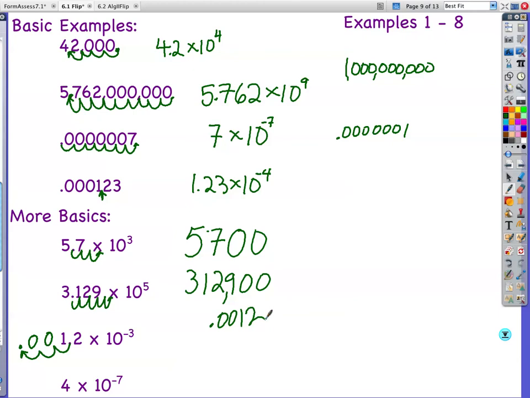And this is 4 times 10 to the negative 7th. So I'm going to have a 4, and I'm going to move it back 7 places. Well, this will be 1, 2, 3, 4, 5, 6, 7. Put a dot. No commas in those when you have decimals. All right, moving along.